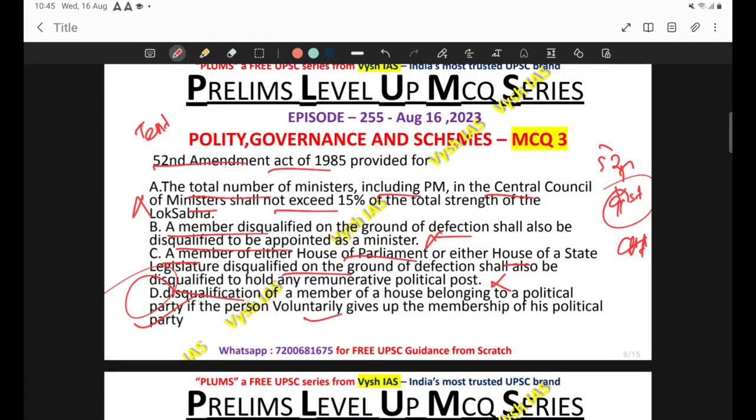So you have to know whether this provision is covered in the 52nd Act or in the 91st Act, and what the 10th Schedule is, what the 91st is. You have to be crystal clear, because defection is such an important topic that every year you will be getting one question for sure. So here I would say A, B and C are incorrect simply because they are covered in the 91st, whereas the fourth statement is covered in the 52nd with respect to defection. So here you see B, C and D are very close options. They are dealing with defection. So if you are not crystal clear with the basics, you may get confused. Please go through this once again.